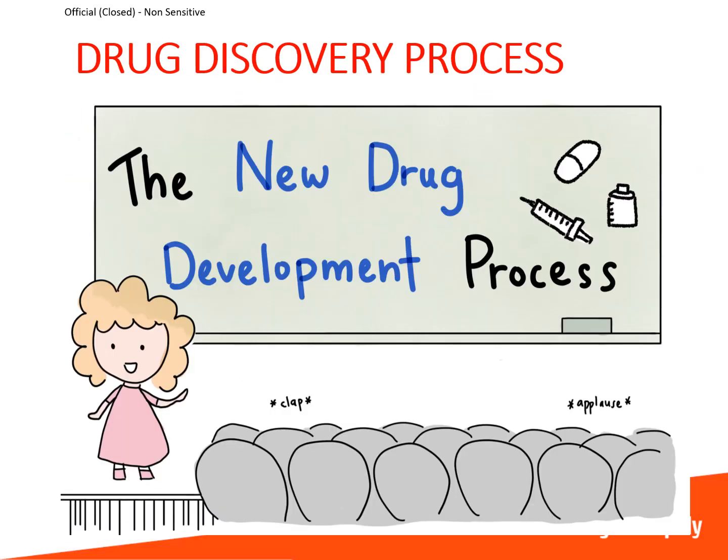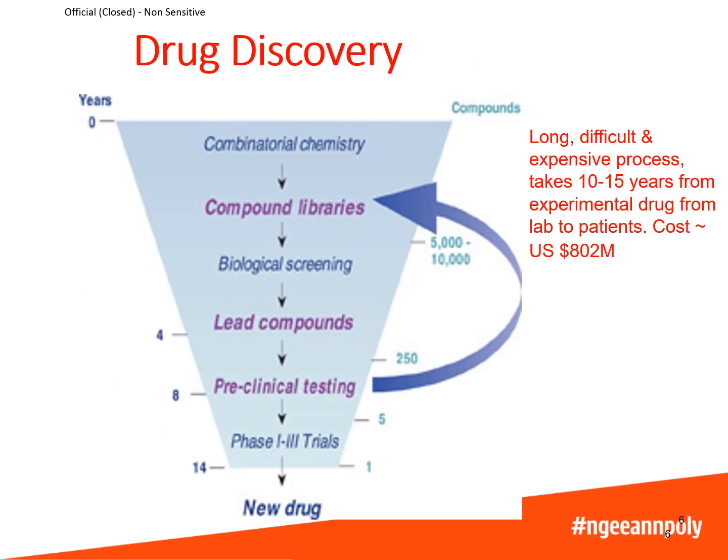So with the understanding that drug refers to a medicine, let's take a closer look at the drug discovery process. As mentioned earlier, drug discovery is a very long, difficult, and expensive process. It takes about 10 to 15 years for a drug to move from the experimental stage in the lab to reach the actual patients. And the cost to discover a single drug could be in the hundreds of millions.